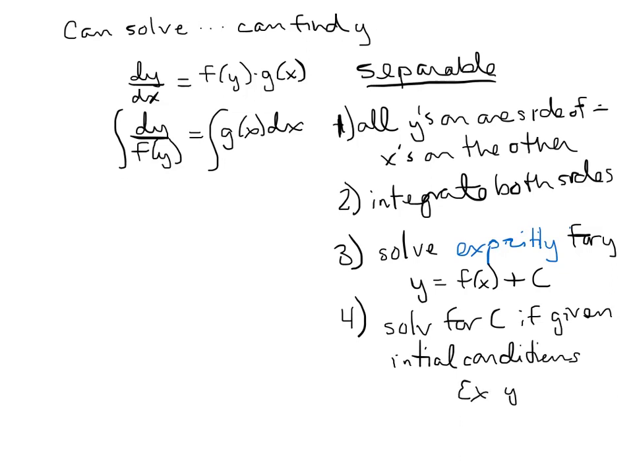So an example would be like y of 0 equals 2. So that would tell you that in this case, when x is equal to 0, y is equal to 2, and you could plug those in and solve for c. Okay, so let's do an example.